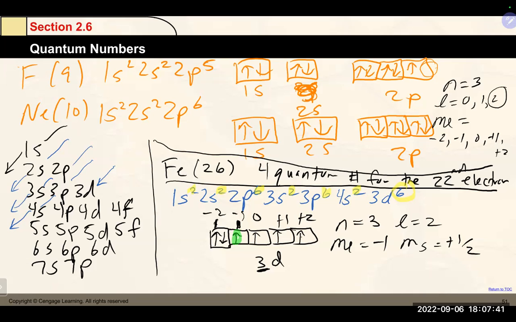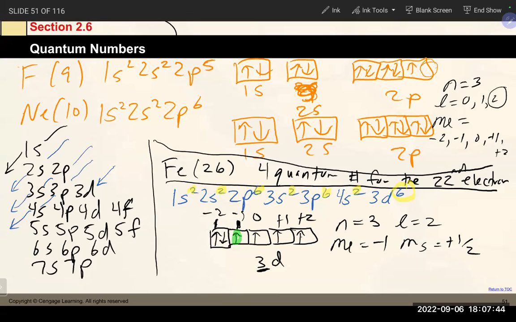All right, so clearly you need to be able to write electron configuration. You need to be able to figure out quantum numbers. Any questions on any of that there?